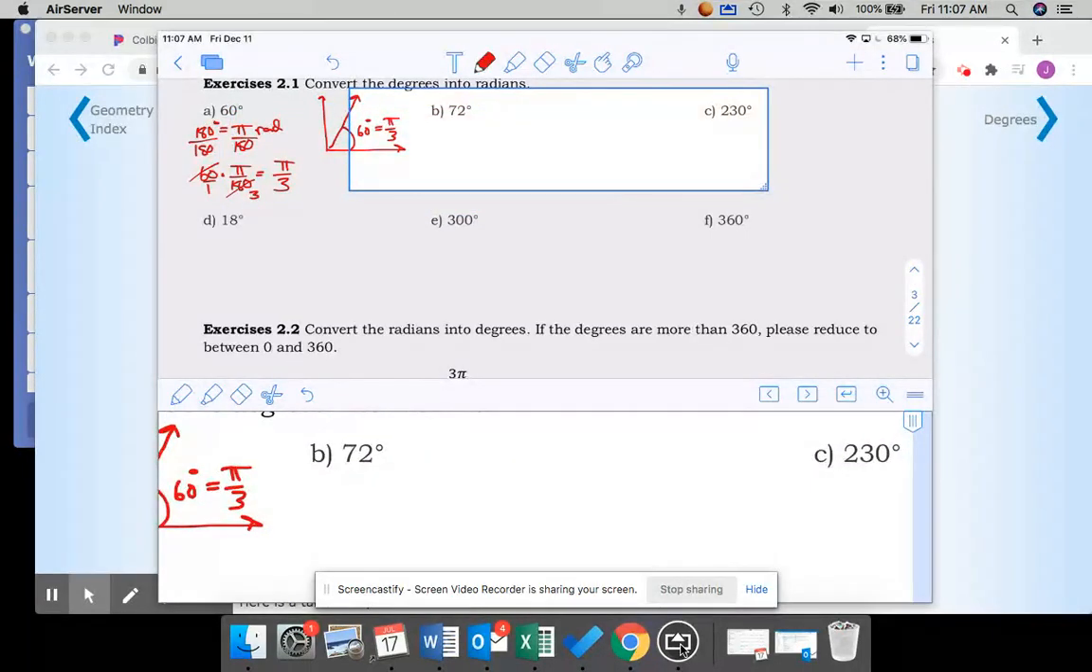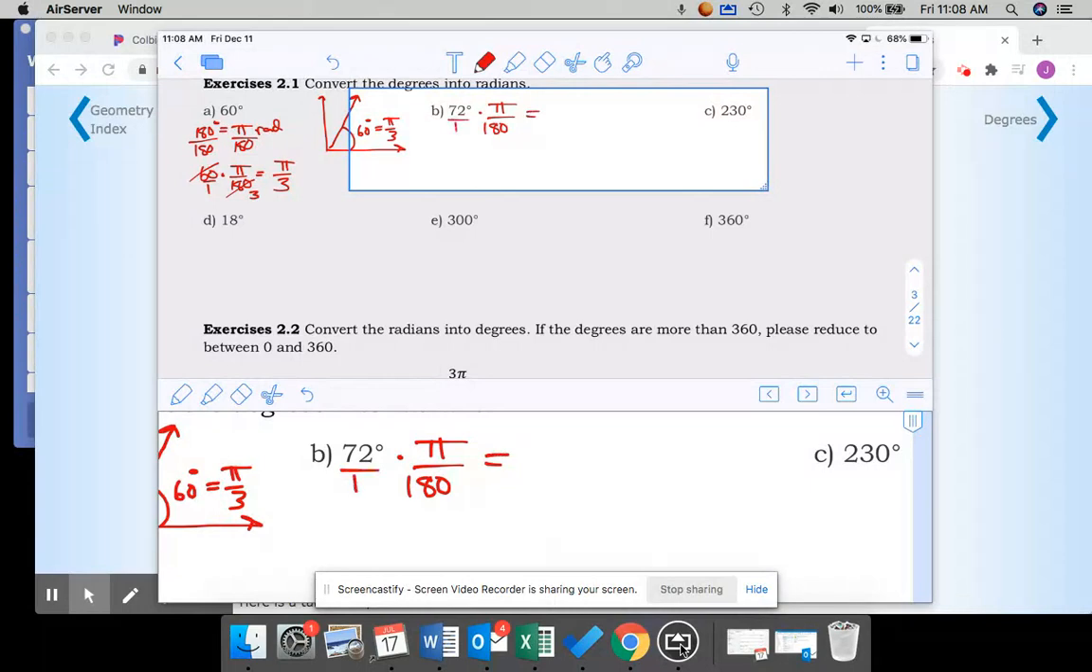This time I have 72 degrees, not as clean cut as 60 degrees, so I might not draw it this time. But no matter what degrees I have, the conversion rate is the same. Just like no matter how many feet I have, changing it to inches will always be multiplying by 12. In this case, changing to radians will always be multiplying by pi over 180. So I'll go ahead and do that now.